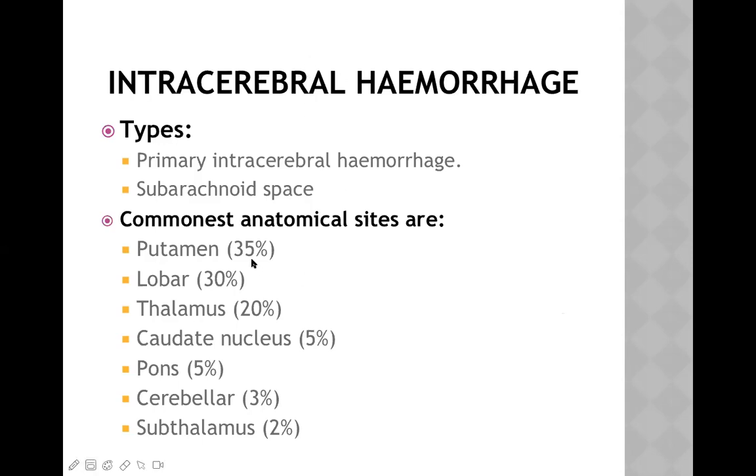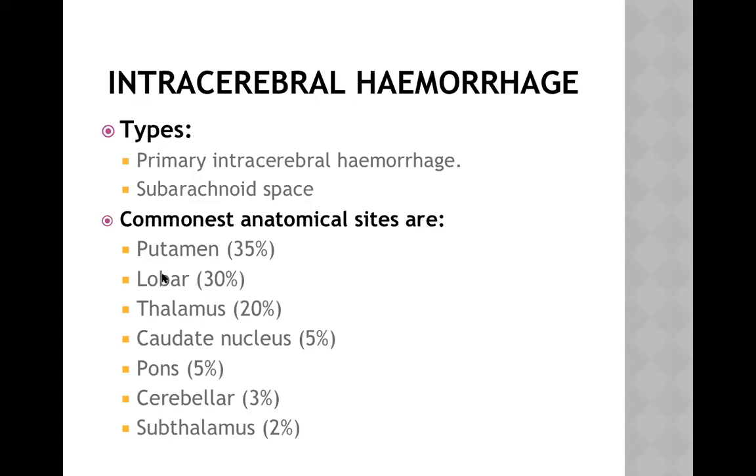Now, what are the common anatomical sites? They may be the putamen. Putamen is a part of what? Lentiform nucleus. Basal nuclei. Very nice, excellent. So you can also say putamen is a part of the basal ganglia or basal nuclei. Very good. It is mainly divided into caudate nucleus and lentiform nucleus. So putamen is a part of the lentiform nucleus. Excellent. So see there, it is quite a common site for intracerebral hemorrhage.